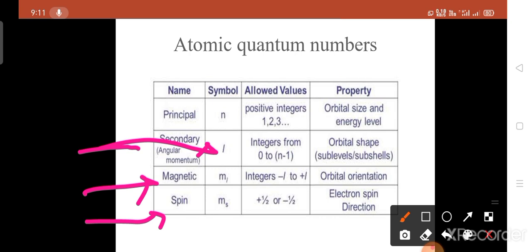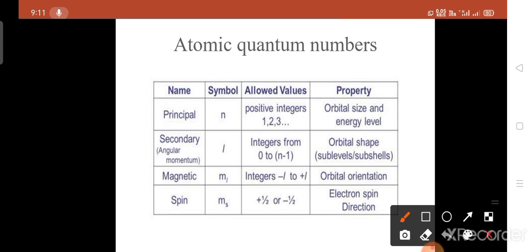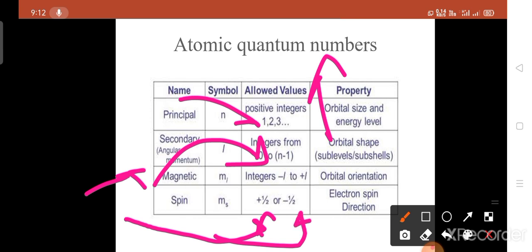Then we have to see the possible values of these quantum numbers. The possible values of the principal quantum number are 1, 2, 3 and 4. The possible values of the angular momentum quantum number are from 0 to n minus 1. The possible values for the magnetic quantum number are minus l to plus l. And the possible values of the spin quantum number are plus 1/2 or minus 1/2, where plus 1/2 is for upward spin electrons and minus 1/2 is for downward spin electrons.